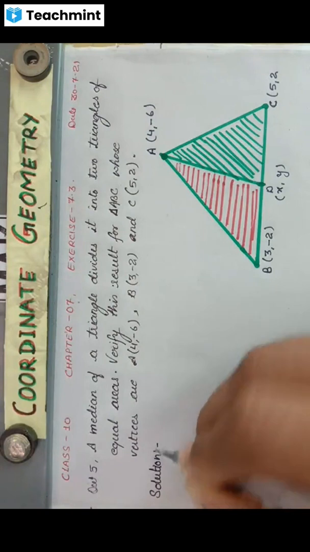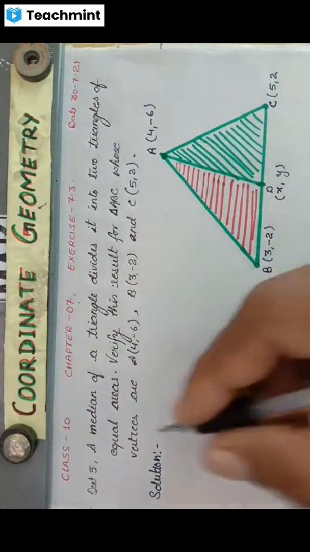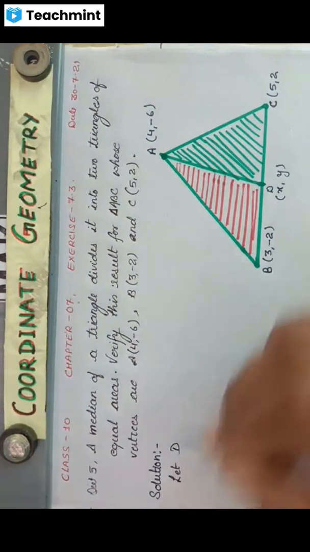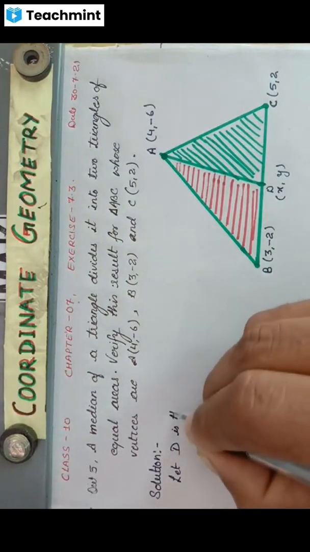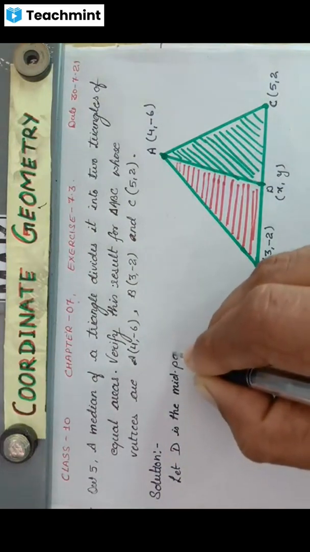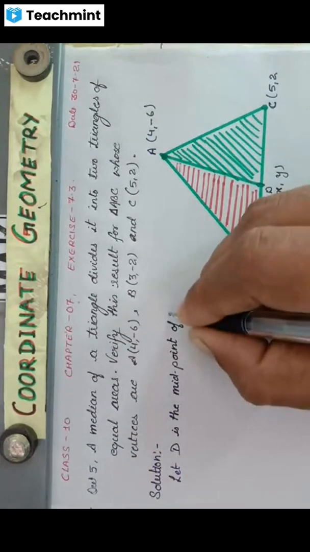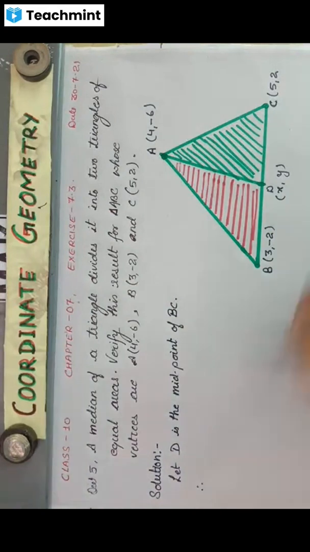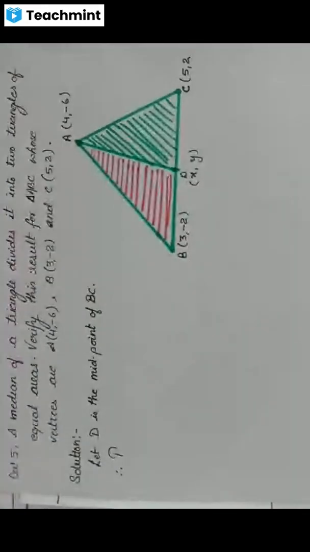Solution. You can see that the vertex is already given. So first of all, we will take D as the midpoint of BC, which is already mentioned in the figure. D is the midpoint of B and C. So if it is a midpoint, that means we must find its coordinates. Is the question clear to you?